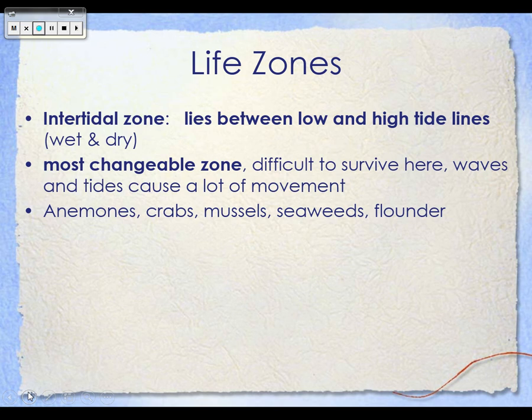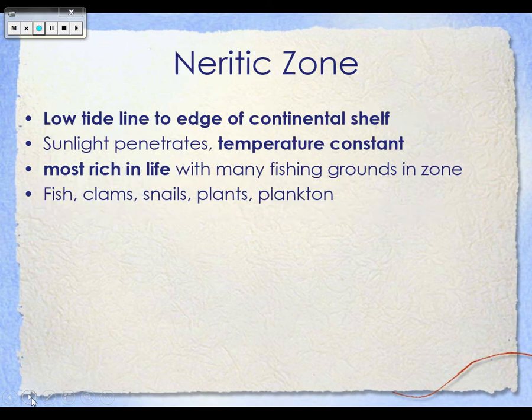Okay, next is a life zone called the intertidal zone. This is literally the zone between the low and the high tide lines. So it's submerged in water at times, then it's dry, submerged, dry, submerged, dry. It's the most changeable zone. It's very difficult for organisms to survive here. The waves and the tides cause a lot of movement. You have the periods of wet, the periods of dry. Pretty much anything super hardy is going to live here, like anemones, crabs, mussels, seaweed, flounder.